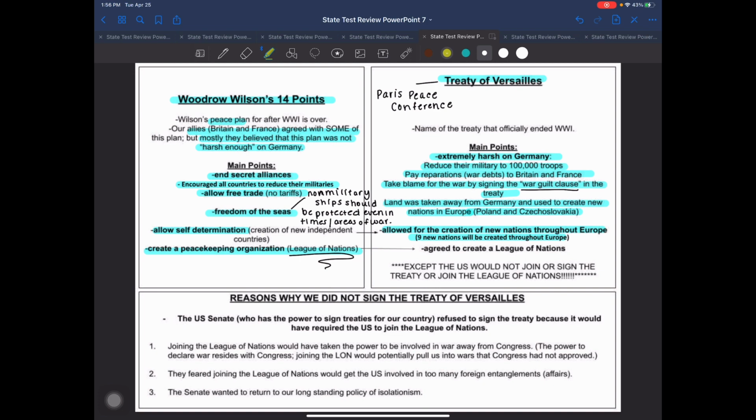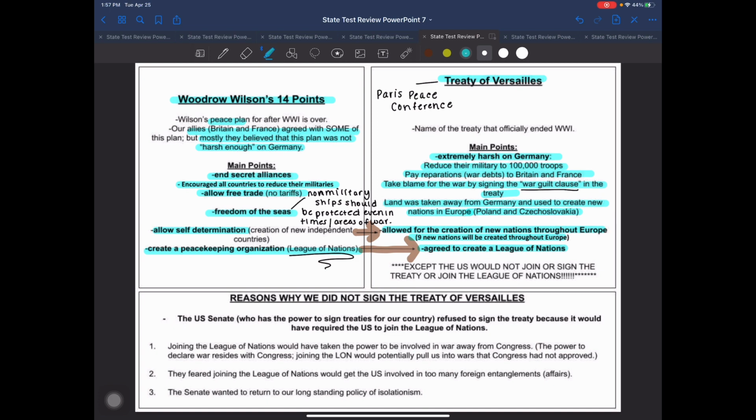And then another thing that they did agree with is creating a peacekeeping organization, the League of Nations. So again, make sure you notice, hey, allow self-determination. They took that from Woodrow Wilson's 14 points. Create a League of Nations. They took that. They agreed with that. Okay? For the most part, the other things they didn't fully agree with.